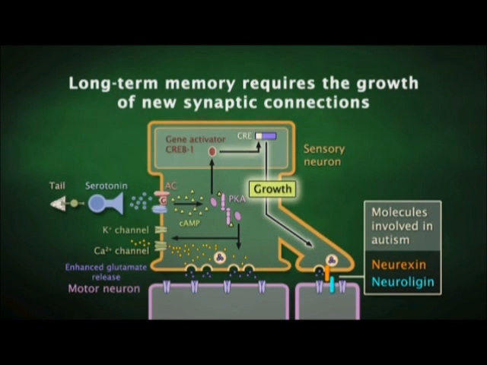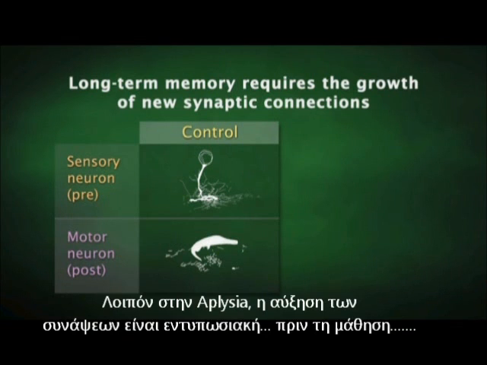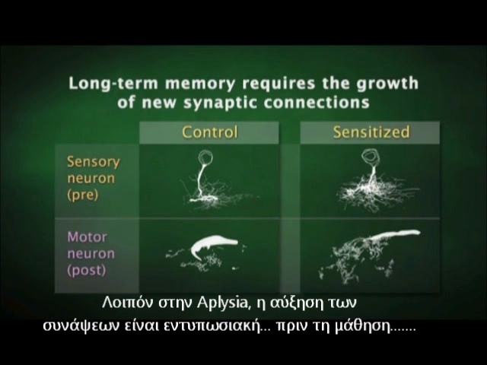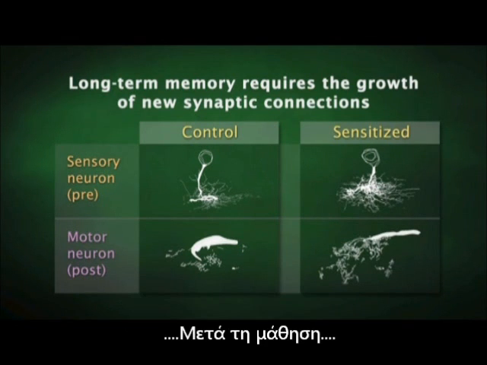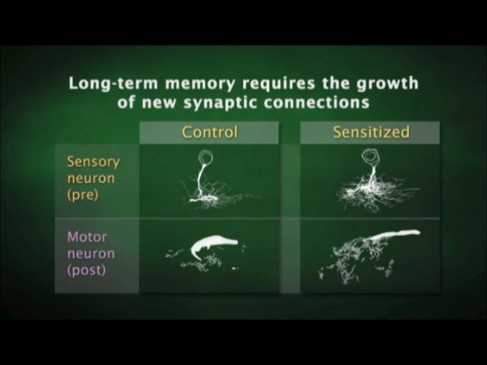In Aplysia, the growth is really quite dramatic. So this is a sensory neuron. Here's a motor neuron before learning. And here, after long-term sensitization training, you see an outgrowth, a doubling of the number of synaptic connections. In the short term, the change is presynaptic. Any long-term process involving growth has to be coordinated. So it's both pre- and postsynaptic.